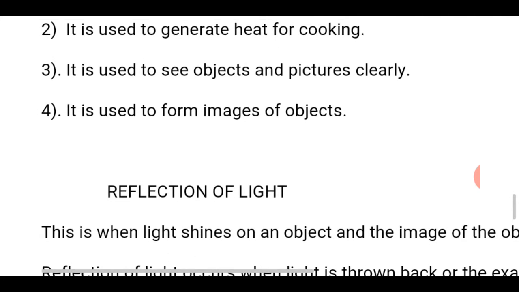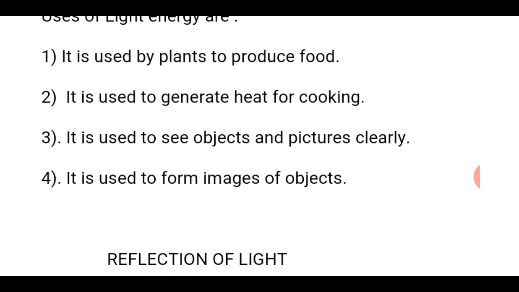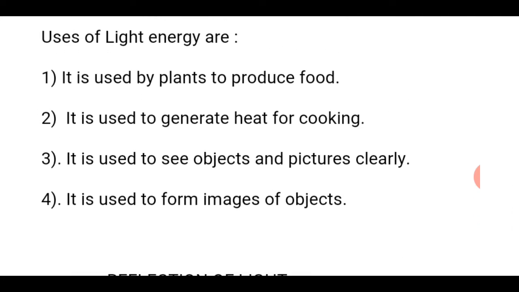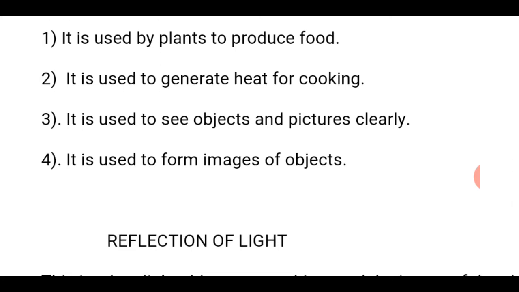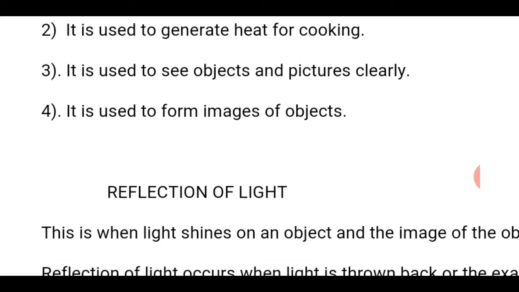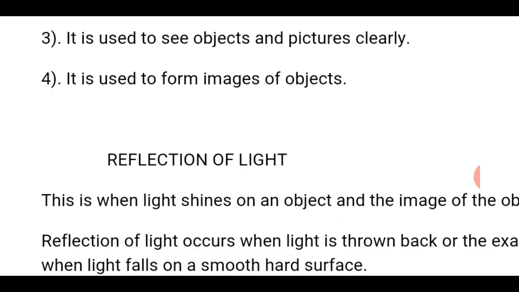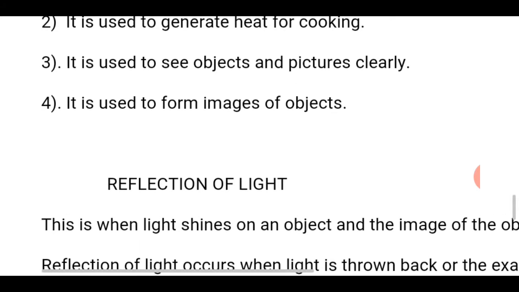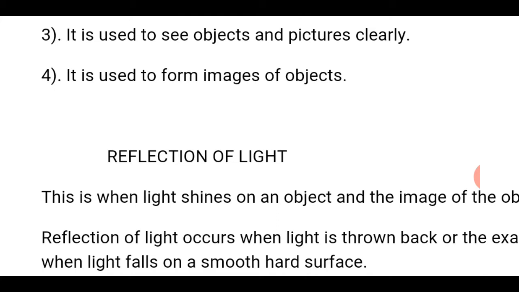Sunlight is an example of a natural source of light, which is the sun. So plants use the sun to produce food. The second one: it is used to generate heat for cooking. The third one: it is used to see objects and pictures clearly.